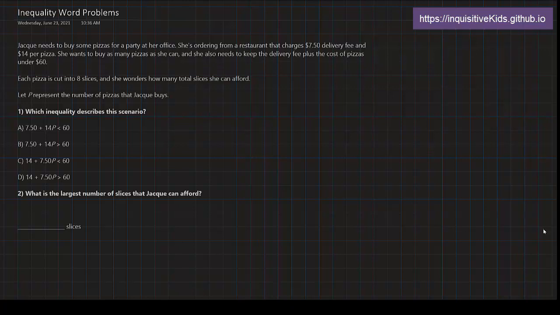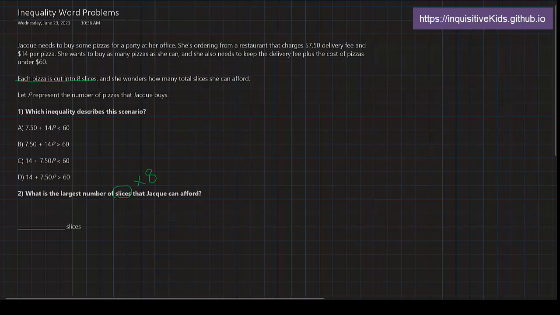Before we do anything or even highlight the problem, I want to catch the parts where the word problem wants to trick us, and make a quick note for later, after we've done everything, so we don't answer the question wrong. Here's what I mean. It says each pizza is cut into 8 slices, and the second question is, what is the largest number of slices that Jacque can afford? Not how many pizzas she can afford, how many slices. Remember, in the end, we always have to times it by 8. I'm just going to make a quick note over there, so I can remember.